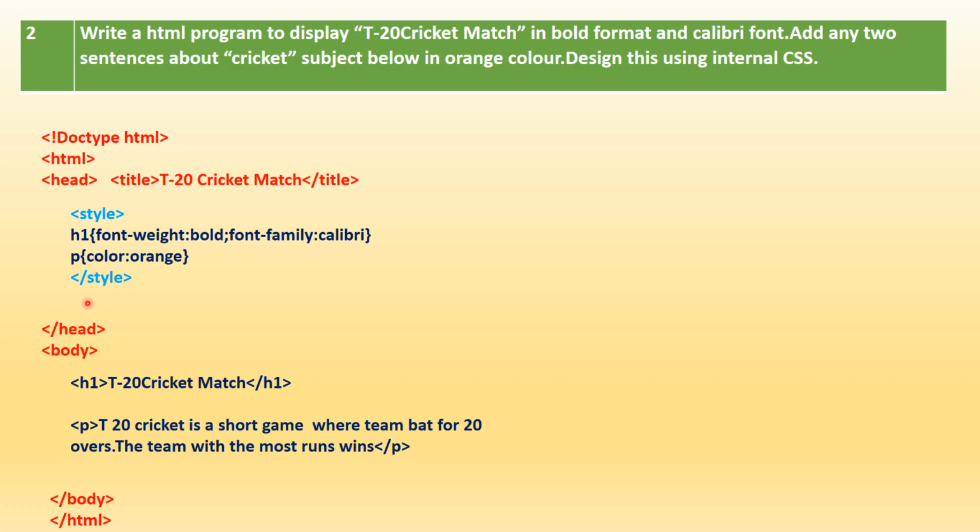So H1, this tag will become the selector without the angle bracket, braces open. Font weight is a property, colon, bold. There is a semicolon because there are 2 properties. To separate the 2 properties, we have to use semicolon. Font family and the value is Calibri. Now for the paragraph, P is the tag. So the selector is P without the angle bracket, braces open. The color I need for this paragraph is orange.